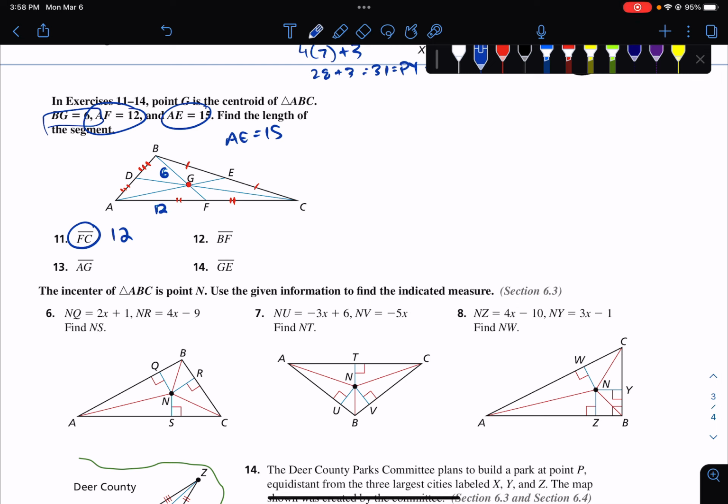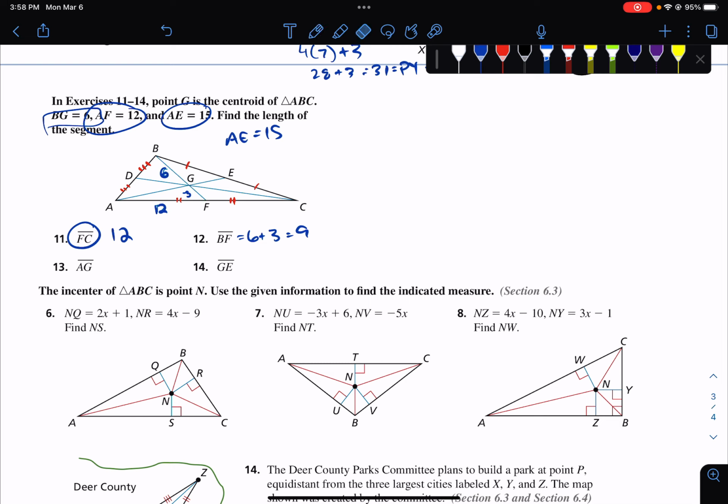BF, let's see, where's BF? BF is this entire length right here. So from B to F, I know from B to G, this part is 6, and that is twice as long as this little piece. So if that's 6, this little piece is 3. So that means that entire piece is 6 plus 3, which is 9.